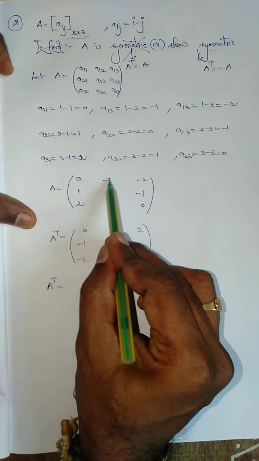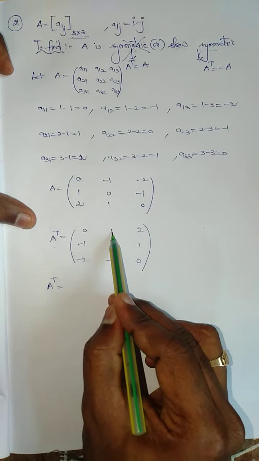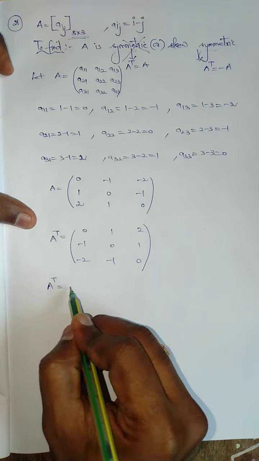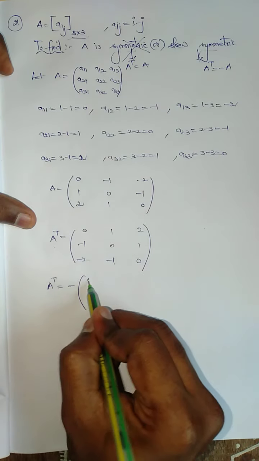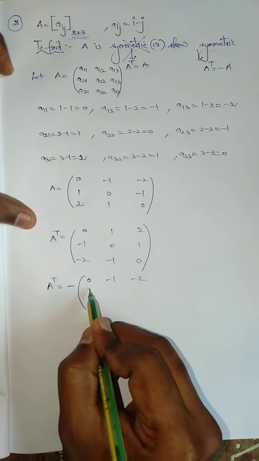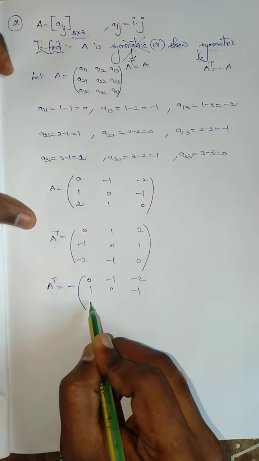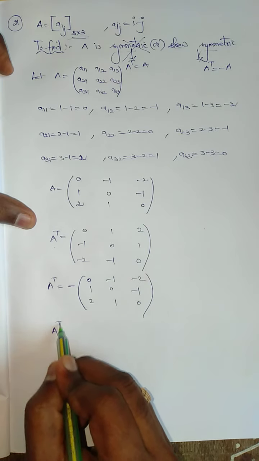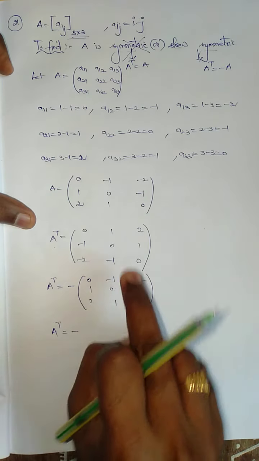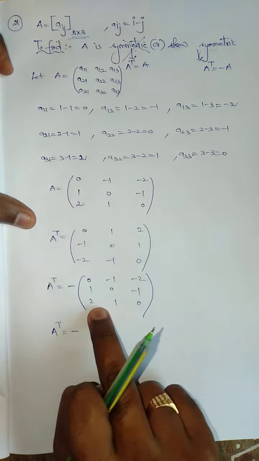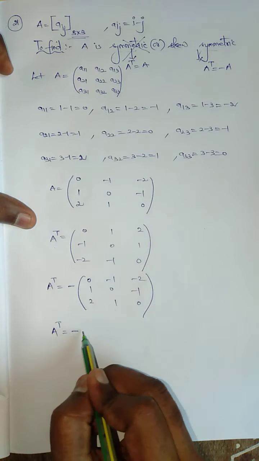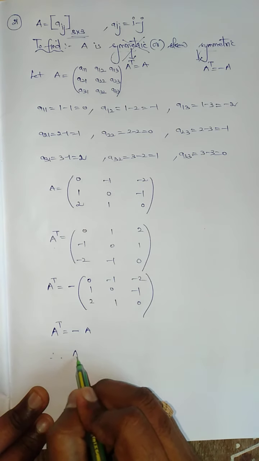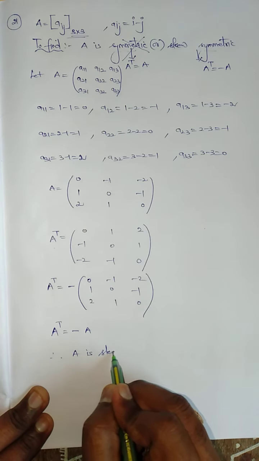A is 0, minus 1, minus 2. A transpose is 0, 1, 2. The only problem is the minus sign. So I am going to take minus outside from A transpose. So 0, minus 1, minus 2 becomes 1, 0, minus 1, take minus outside, 2, 1 and 0. So A transpose is equal to minus of 0, minus 1, minus 2; 1, 0, minus 1; 2, 1, 0. This is nothing but A. Therefore, since A transpose is equal to minus A, we can say A is skew symmetric.